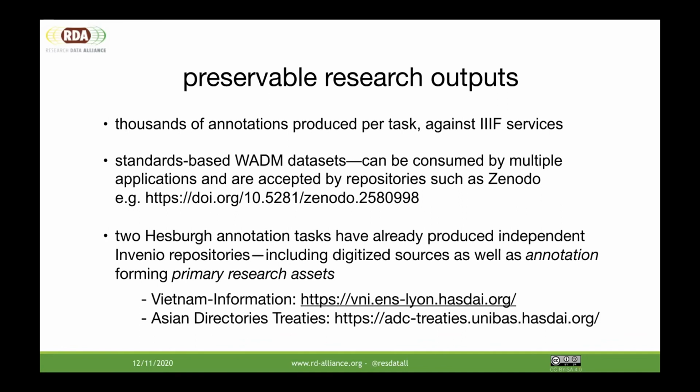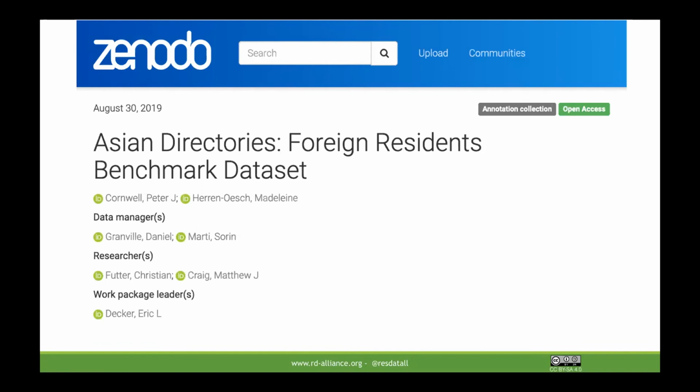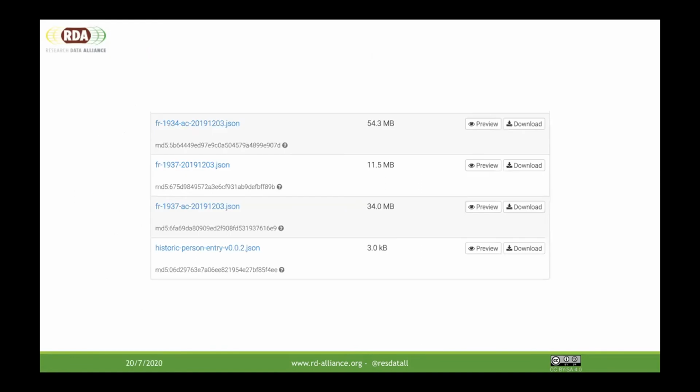And Eric's going to talk in a minute about this Asian Directories and Chronicles Treaties project. So those are addresses of actual Invenio repositories, which you can go visit, and they've been constructed entirely from the annotations as primary research assets developed during these tasks. So there's the annotation collection marker in Zenodo. And in particular, this is 50 and 60 megabytes of JSON as annotation collection.